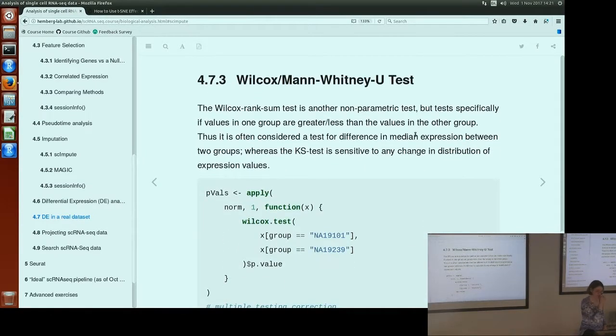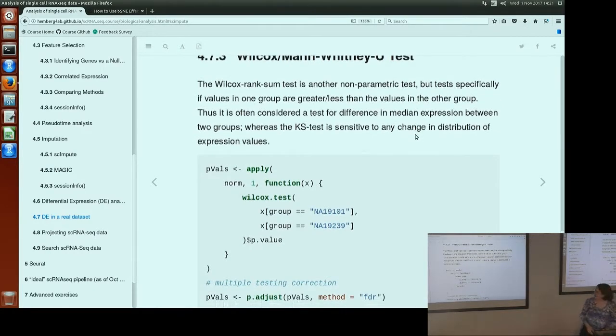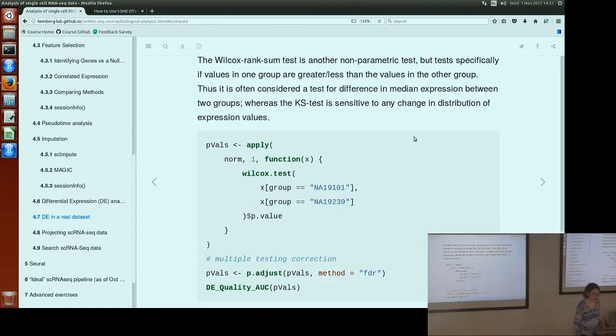The next test we're going to consider is the Wilcoxon-Mann-Whitney U test. This is just a rank sum test. It's a non-parametric test that specifically tests whether the values in one group are larger on average than the other group. It does this using ranks, and tests whether the median expression is higher or lower in the two groups rather than the mean expression, which means it's much more robust to outliers. And unlike the KS test, it shouldn't be picking up differences in variance or other differences in the distribution.